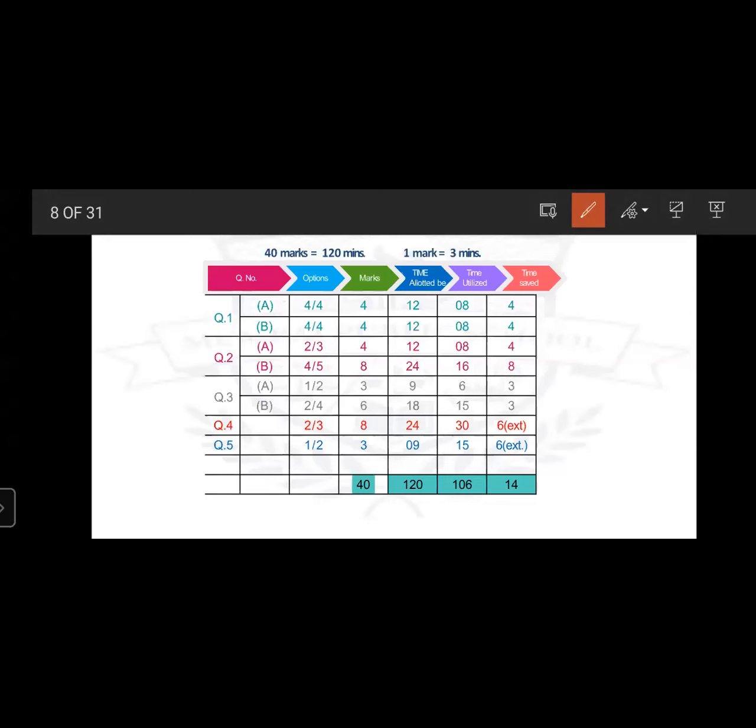Okay, now there are a total of 40 marks and the time is 120 minutes. So when we divide 120 by 40, 1 mark is equal to 3 minutes. That means for each 1 mark, we give 3 minutes.